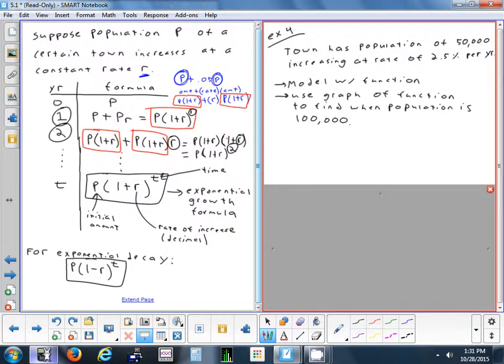All right, so let's start with our formula. Okay, population as a function of time. Anybody think they can give me my equation based on the data we have? So you're going to use your exponential growth formula. Brad? 50,000, yep.